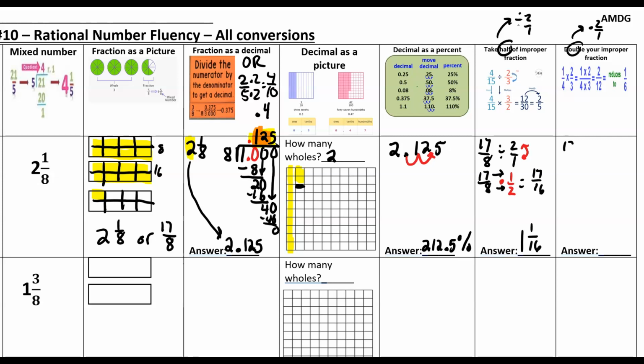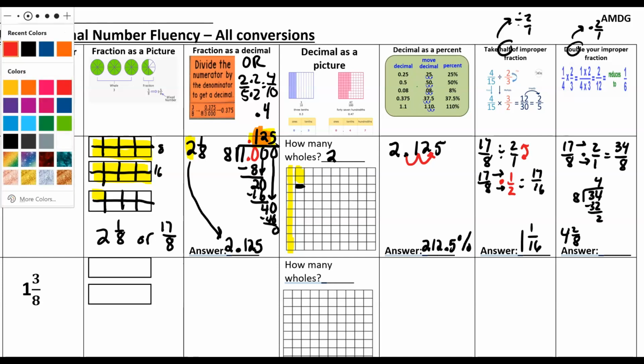When we double it, we get 17 over 8 times 2 over 1. There's no flipping here, right? We just multiply straight across. We're going to get 34 over 8. I'm never going to allow that as an answer, right? So we've got to say, how many times does 8 go into 34? This one you might have to do some long division on, right? So 8 goes into 34 4 times without going over, because that's 32. We have 2 left over, so you might be saying 4 2/8, right?